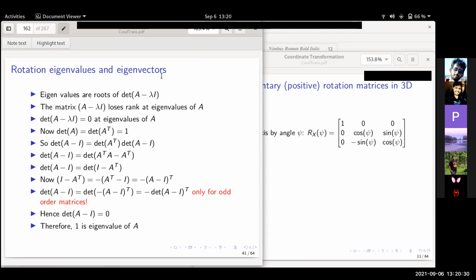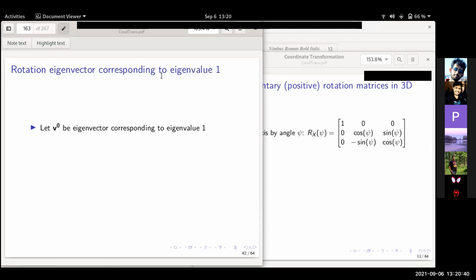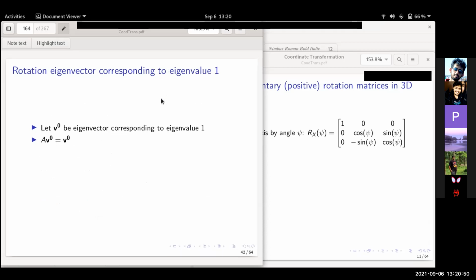There may be an easier way to show this; this is one sequence. No questions. So let us look at the eigenvectors now. Suppose V0 is the eigenvector corresponding to eigenvalue 1. Therefore, A V0 will become lambda times V0, but lambda is 1. So therefore, A V0 is V0. A rotation matrix is supposed to rotate the vector. Why is it not rotating this eigenvector corresponding to eigenvalue 1?